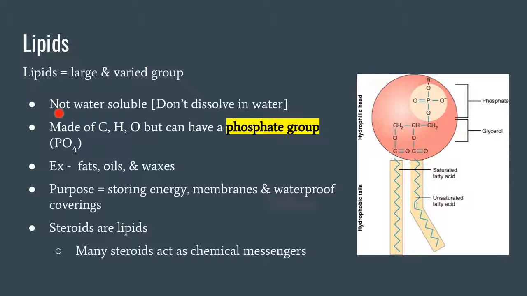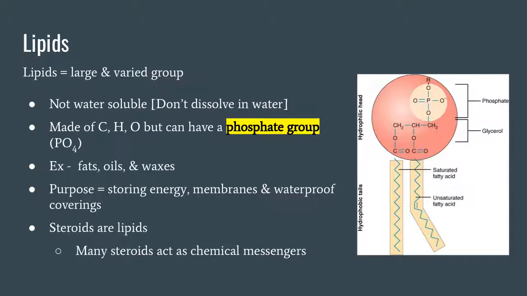So the first thing I want you guys to know about lipids is that they are not water soluble. So what does soluble mean? Well, this tells us that lipids don't dissolve in water. When we get to some of the examples of what lipids are, that's going to make some sense to you, but know that lipids don't dissolve in water. So no matter how much you sit there and stir, it's not going to dissolve.